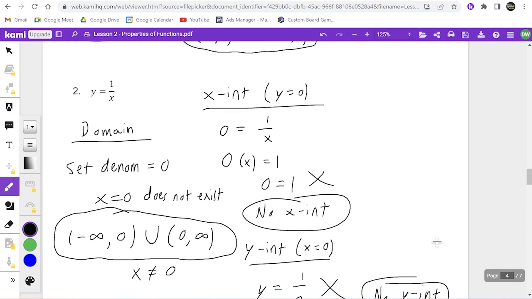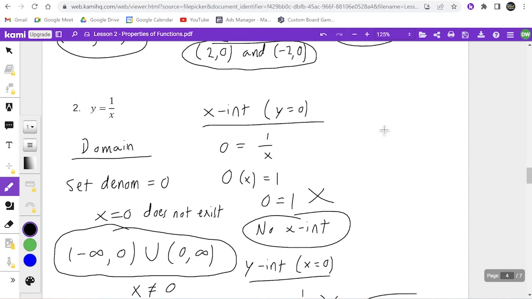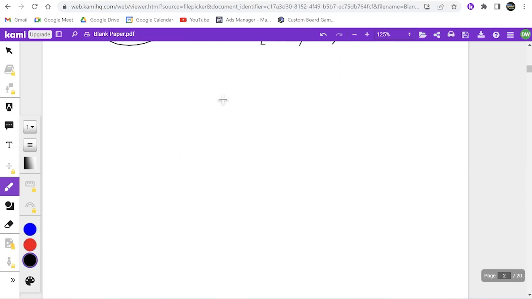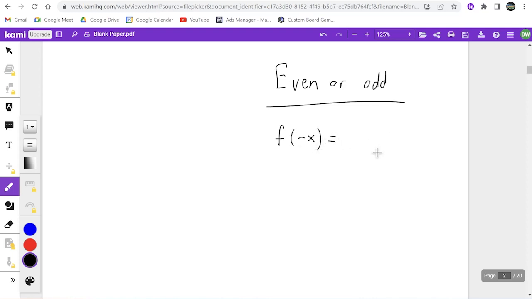Then I graph it. Okay, so for even or odd, I'm going to do it on a separate sheet of paper so I have more room. First thing I do is f of negative x, which just means replace all my x's with negative x's, so it's 1 over negative x. Obviously, this does not equal the original function, which was 1 over x. So that was step 1, didn't work.